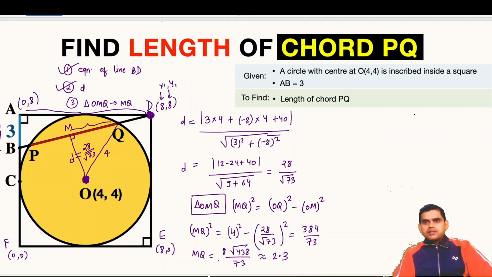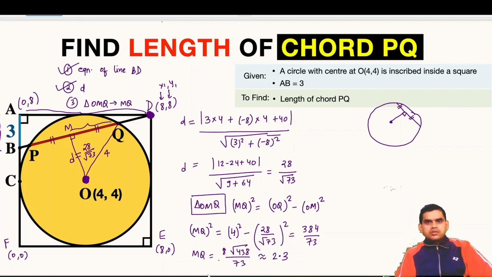Now we know a theorem that if we have a circle, this is the center of the circle, and say for example we have any chord, from the center of the circle if we drop any perpendicular, then this will be the bisector of this chord also. So the same theorem we can apply here. From O we dropped a perpendicular OM on this chord PQ, so M will be the midpoint of PQ, so PM will be equal to MQ.